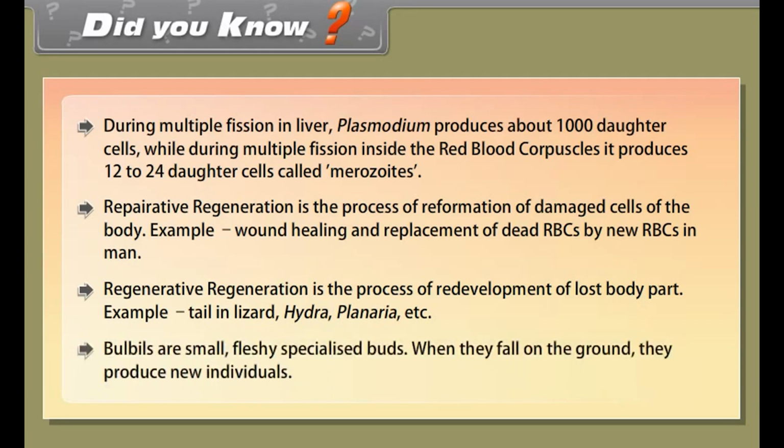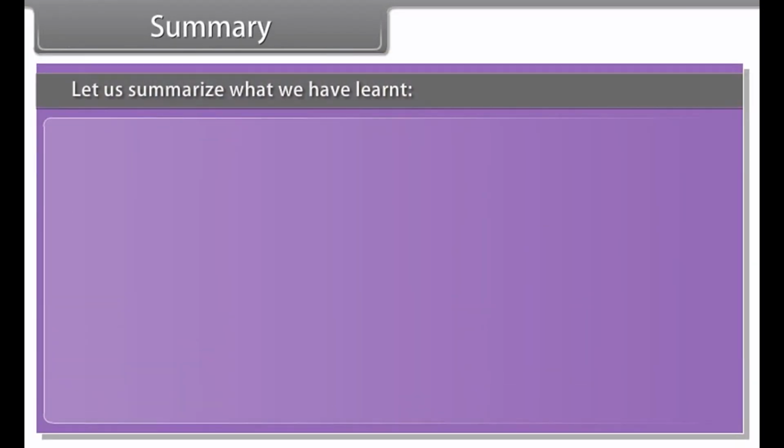Bulbils are small, fleshy, specialized buds. When they fall on the ground, they produce new individuals. Summary. Let us summarize what we have learned.